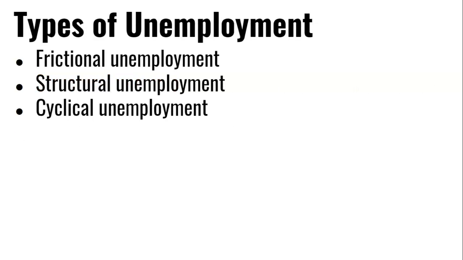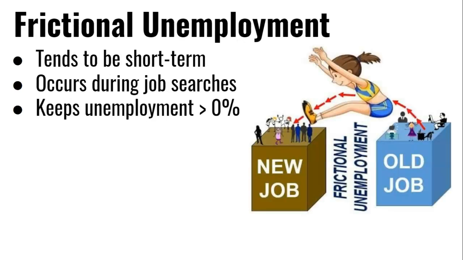For those who are unemployed, there are three different types of unemployment that you could fall into. There are frictional, structural, and cyclical unemployment. Frictional unemployment tends to be short-term in nature. It's usually when people are searching for a job. They're going to leave this one job. They expect to get a new job in a couple of weeks, or maybe they've just graduated from college and they're in the job search mode and they expect to find something in the next couple of months.